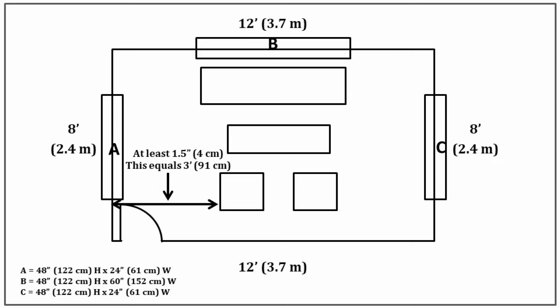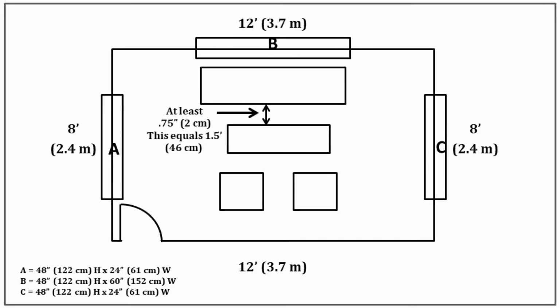How do you do this on paper? Remember, we are drawing in half-inch scale, so take the 3 feet and divide it by 2, which is 1.5 or 1.5 inches. Here are some other key measurements. Make sure that you have about 1.5 feet between your coffee table and your sofa, which would be 3/4 of an inch on your paper.